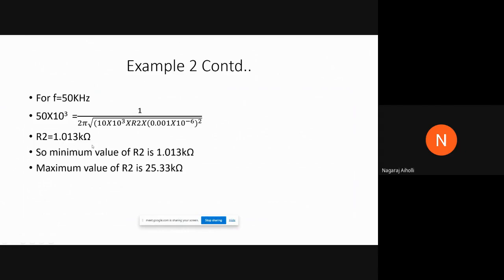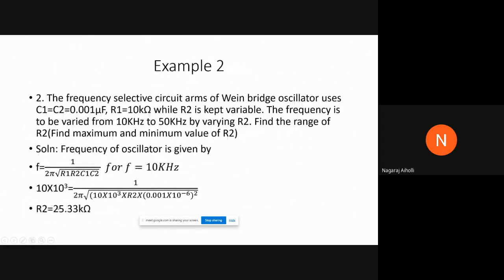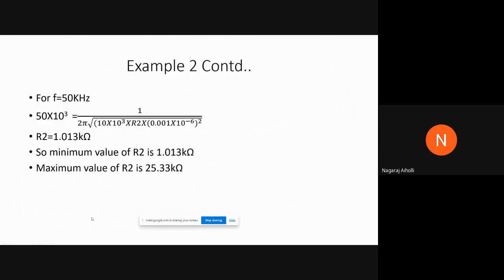Fine, students. So here we have found out the minimum value of R2. The minimum value of R2 is 1.013 kilo ohms, and the maximum value of R2 is 25.33 kilo ohms. So what is the range of R2, students? The range of R2 is between 1.013 kilo ohms to 25.33 kilo ohms.